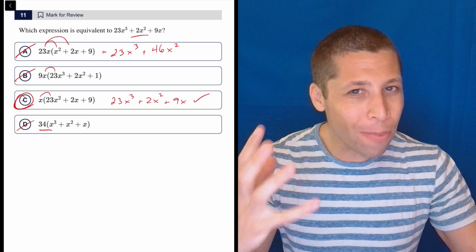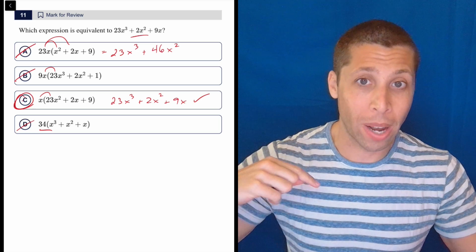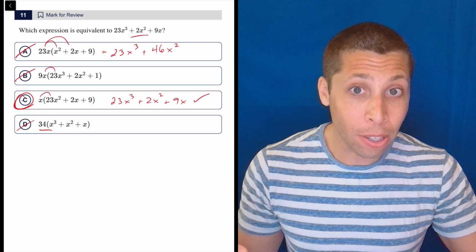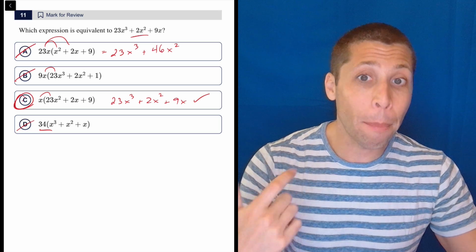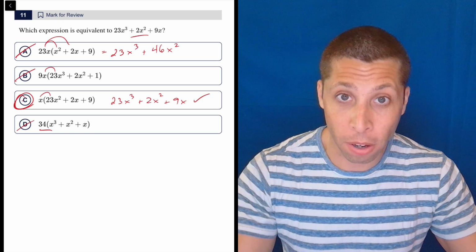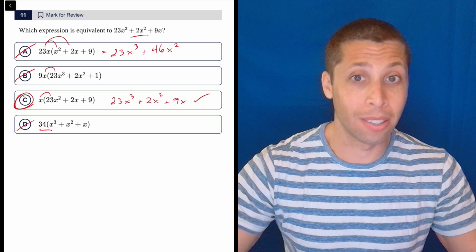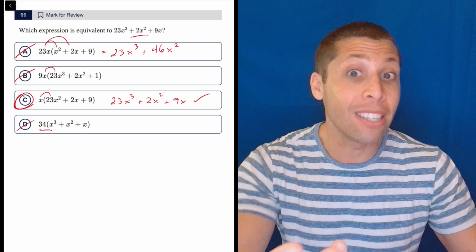So try to always be thinking like that with the SAT. Going forwards through a question the way your teacher would make you do it if it wasn't multiple choice might not be the most efficient way. It might be riskier. There might be traps along the way. Sometimes going backwards, testing out the answer choices is safer, is better, is faster.